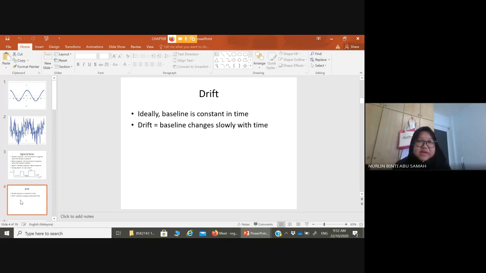Okay, so basically you will face this kind of problem which is called drift. Drift is when the baseline changes slowly with time. Drift is something that always occurs for liquid chromatography and gas chromatography, because the x-axis is the time.